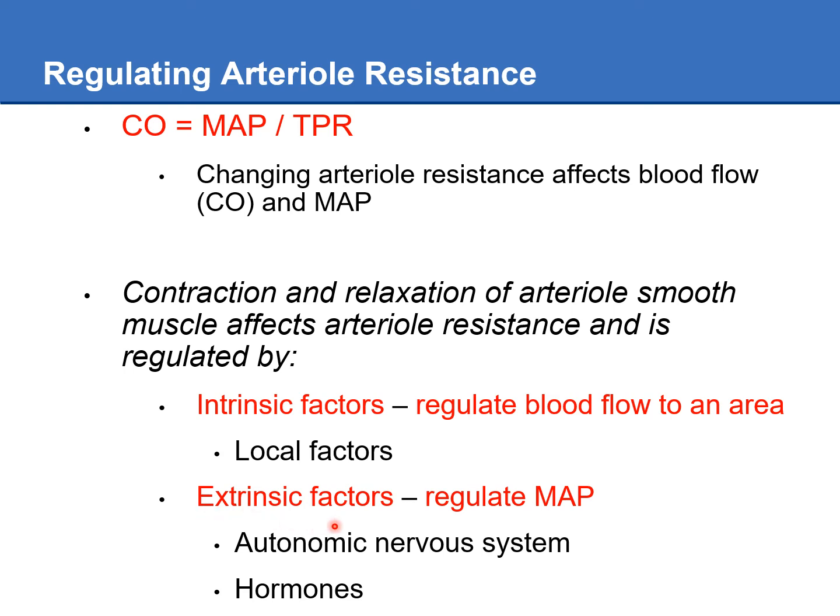We also have some extrinsic factors, things that are outside the blood vessels that will help regulate the MAP or the blood pressure. We do have sympathetic neurons that innervate the smooth muscle of the blood vessels, and most of the blood vessels are only innervated by sympathetic neurons. There are not too many blood vessels that are also innervated by parasympathetic neurons. And then we do have a few hormones that will affect smooth muscle contraction and relaxation as well. One of those is epinephrine. We also have ADH and another hormone called angiotensin II, which we'll talk about later.